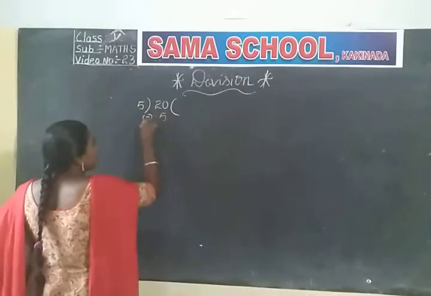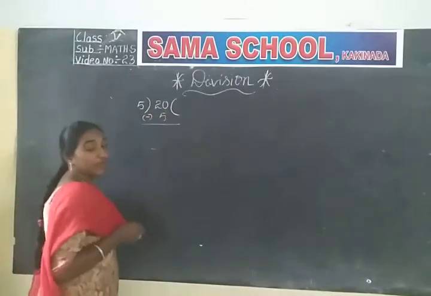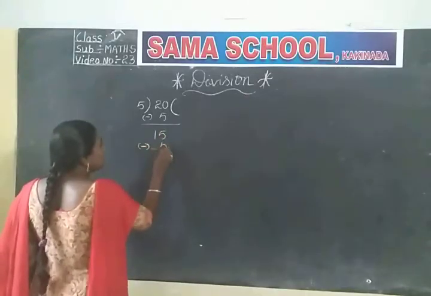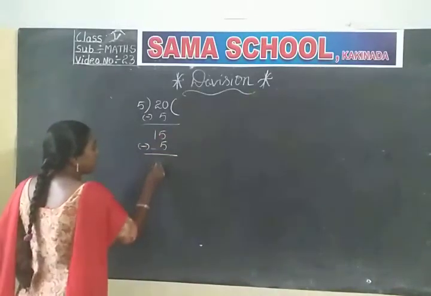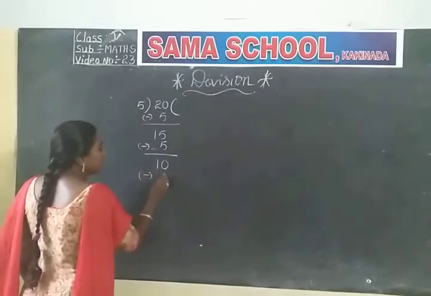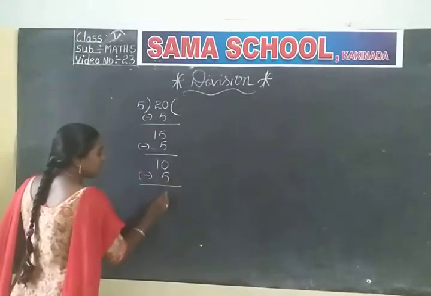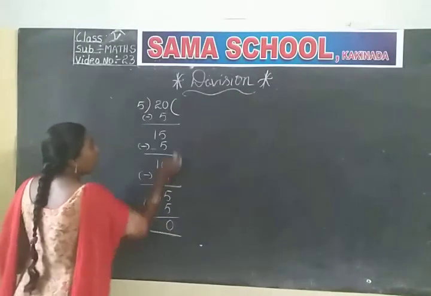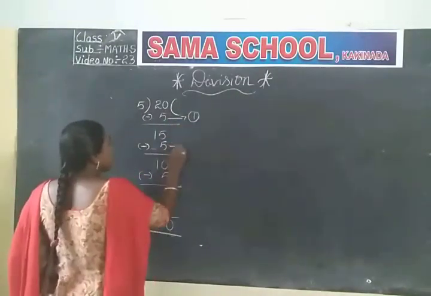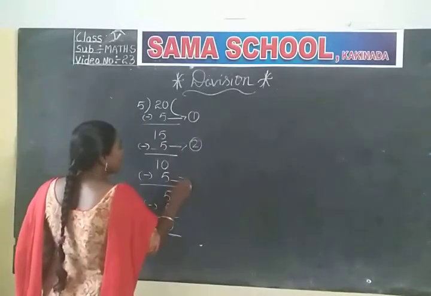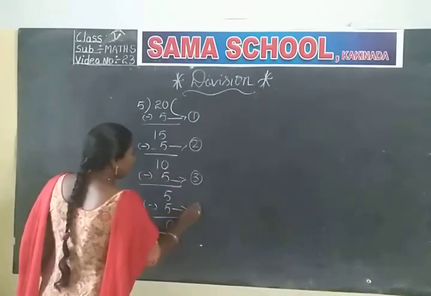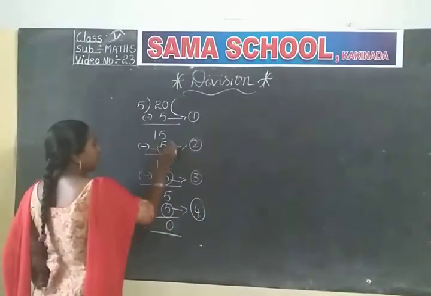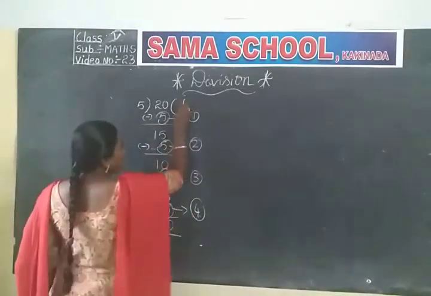First step, 20 minus 5. 20 minus 5 how many? 15. Again 5. 15 minus 5, 10. Again 5. 10 minus 5, 5. Again 5 minus 5, 0. How many times have you subtracted 5 here? 1, 2, 3, 4. 4 times you have subtracted the same number. So the answer is 4 here.